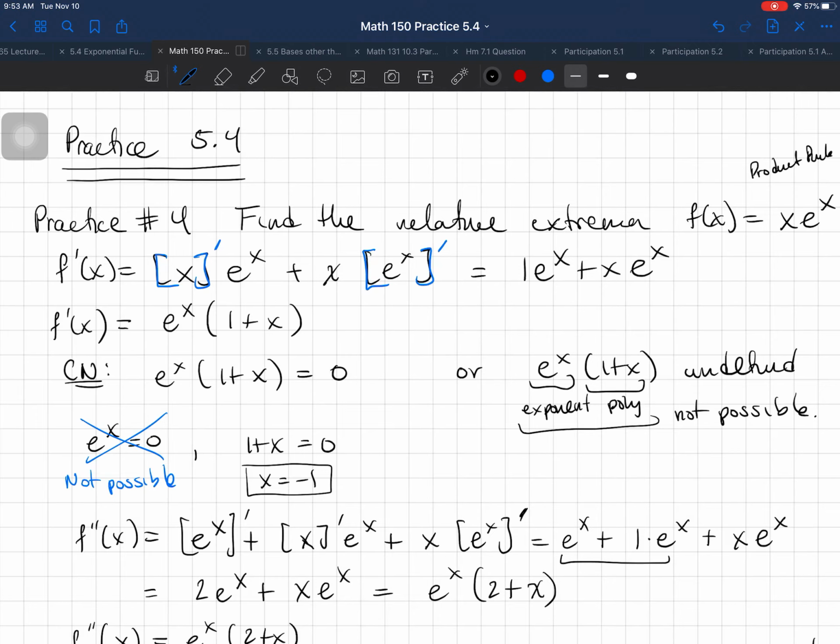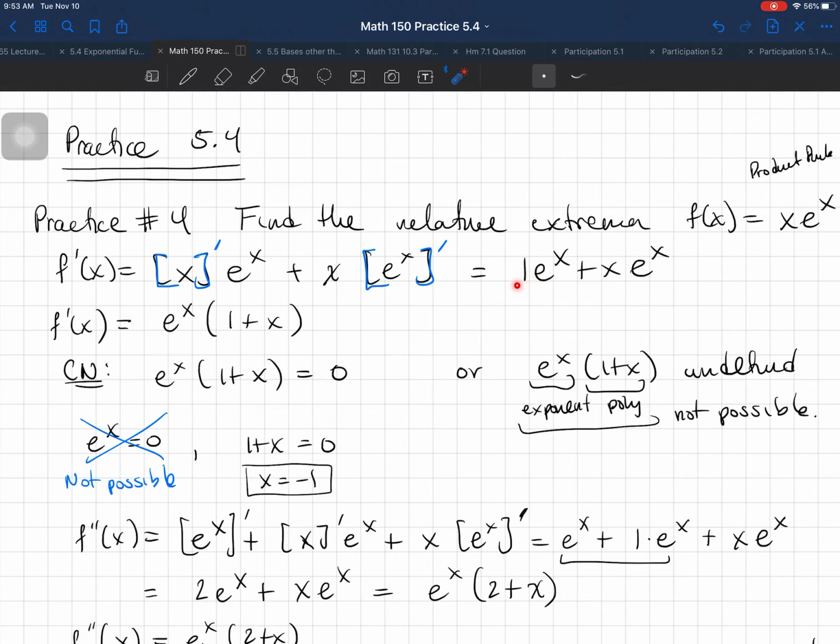And that's what I did, right? So I took the derivative of the first one times the regular second one, plus the first regular function times the derivative of the second one. The derivative of x is 1 times e to the x, and then the derivative of e to the x is e to the x.